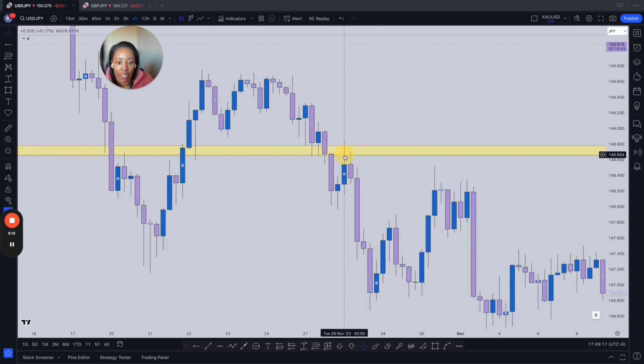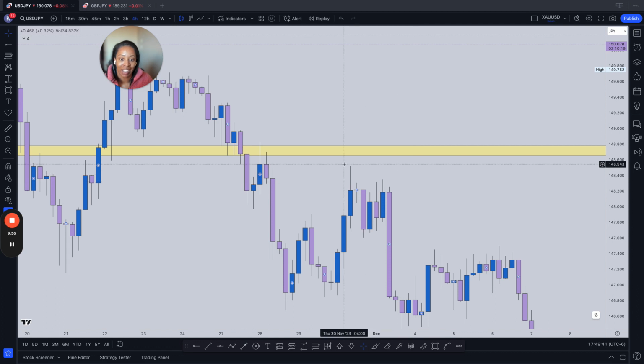Right here you can see that a resistance was formed. We have this bullish candle paired with a bearish candle forming a resistance. It rejected this zone right here, this 148 zone. If we look at price action, here's another example, another area where price rejected the zone and went down, rejected, went down.